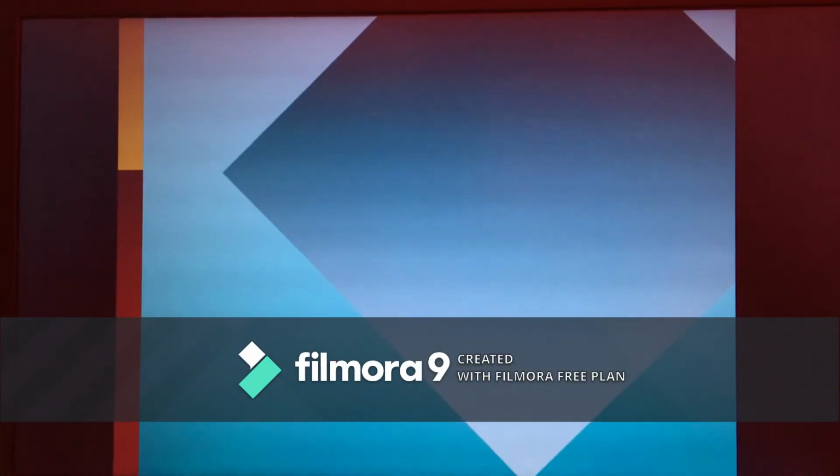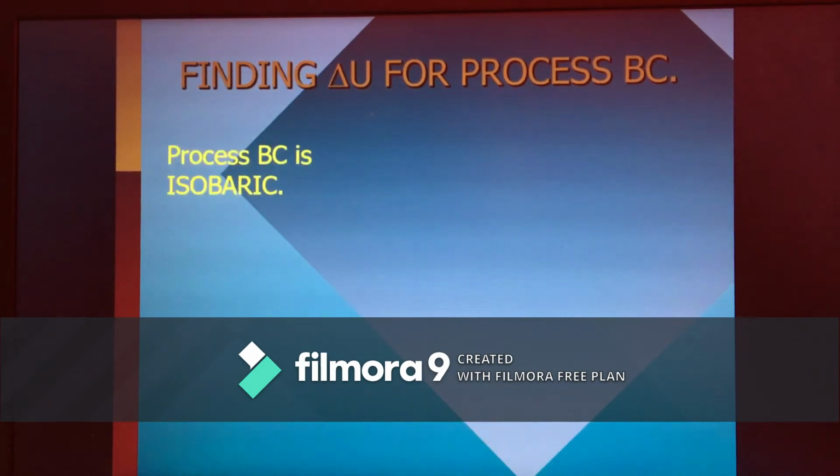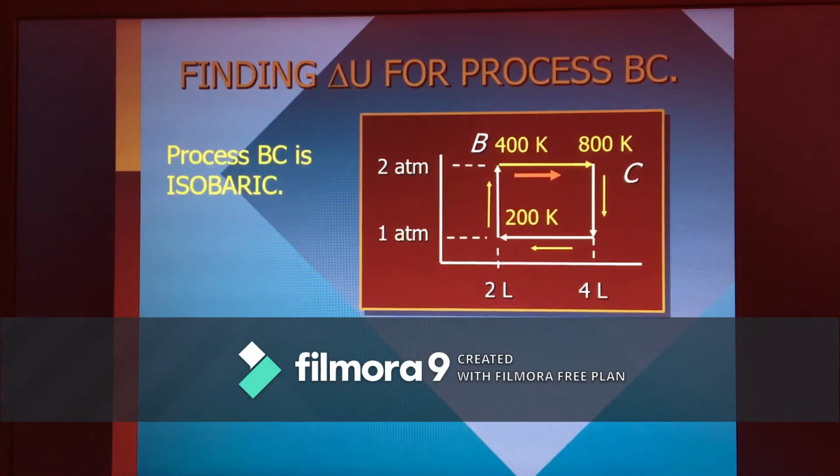Next, let's find the change of internal energy for the process BC from point B to C. Process BC is isobaric. It means that the pressure is constant, so delta P is equal to 0. For an isobaric process, the change of pressure is equal to 0.